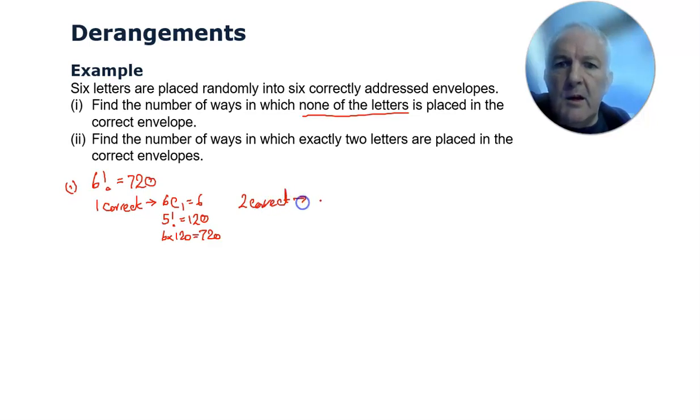In the same way, there's 6C2 ways of choosing those. 6C2 is 15 on your calculator. And again, that leaves 4 that are incorrect, and they can be placed anywhere. 4 factorial is 24. And again, I multiply these together to get the total number of ways. 15 times 24 is 360.